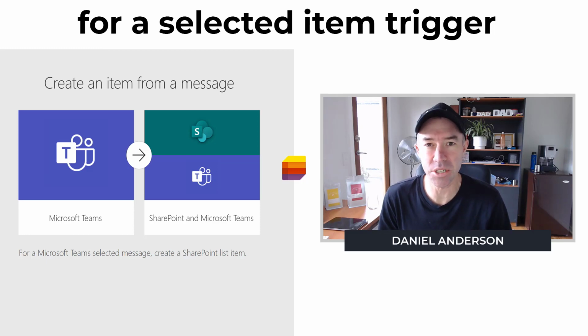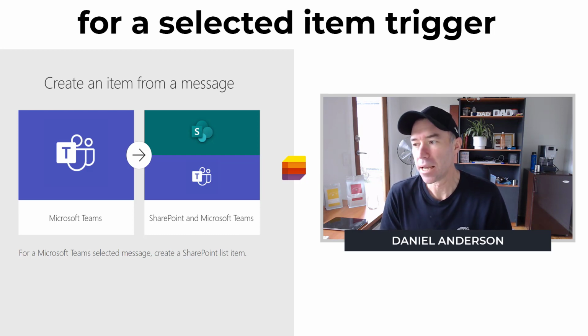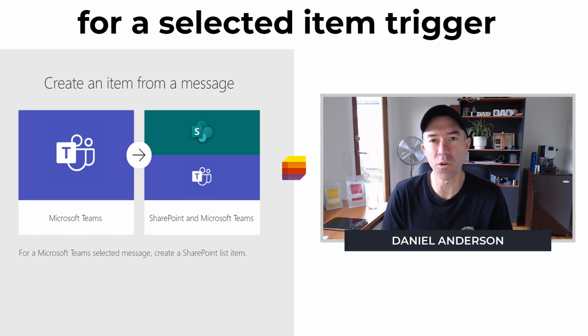Welcome to this deep dive session where we're going to dive deep into some new triggers in Power Automate for messages in Teams. Now, they're called for selected message triggers, and what that allows you to do is select a message in Teams and then do something in Power Automate. So what we're going to do is create a simple trigger that, for any selected message, is going to create a SharePoint list item.